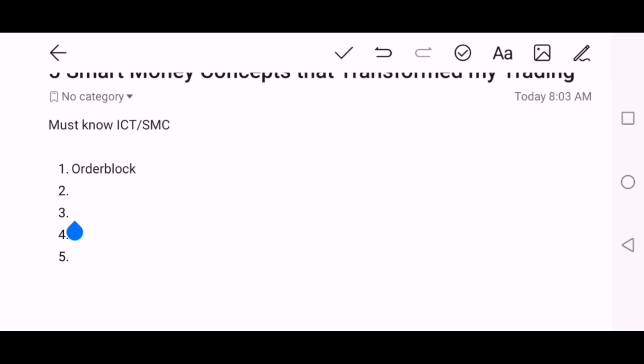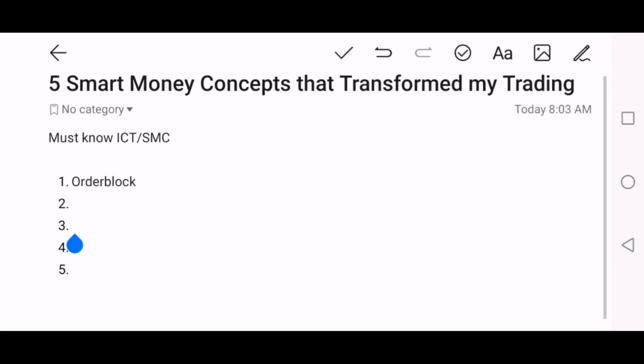Awesome. Now that we got that out of the way, before me, I have the order block. The order block is the number one concept that you need to study and understand if you're going to become a profitable trader. So let's have a look. How would that look like in the charts?